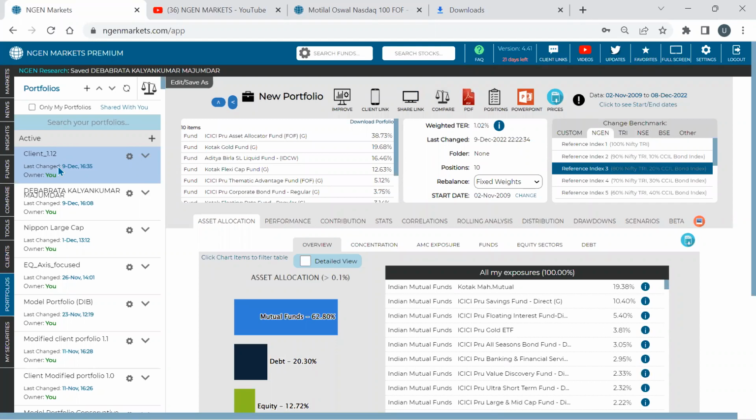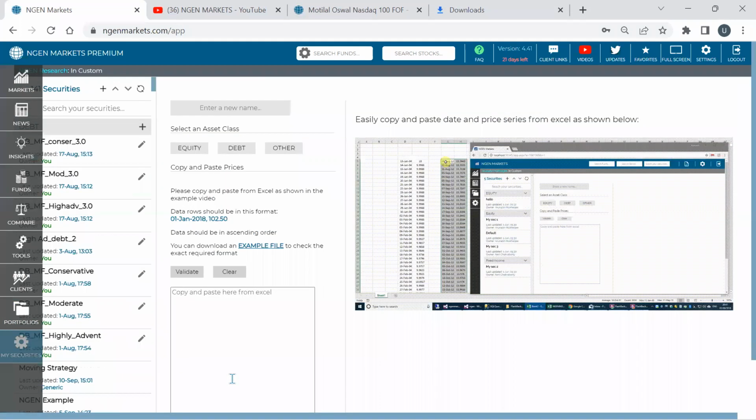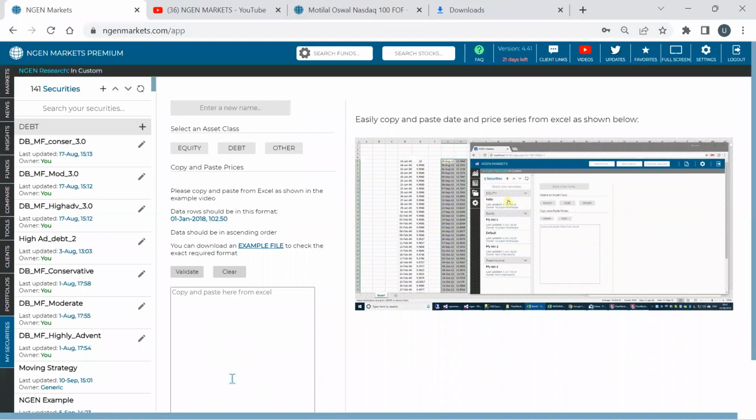There was one other question about adding corporate bonds. Someone asked if they can be added as a custom security. Absolutely, that is definitely possible. If you are able to create a price series that reflects the historical returns of a corporate bond, you can easily put the date and price series here, save it as a custom security, and then add it to your portfolio. So that's absolutely fine.